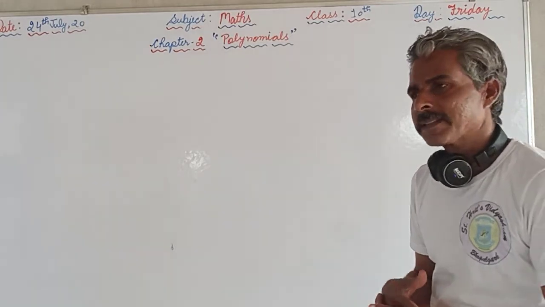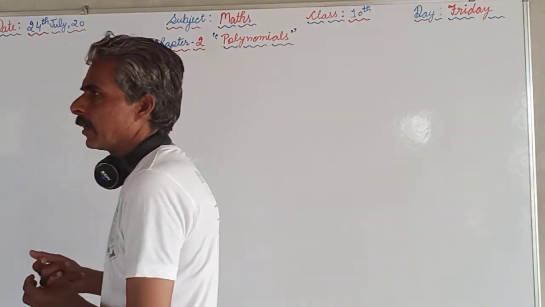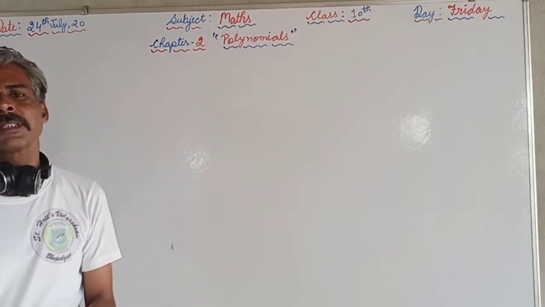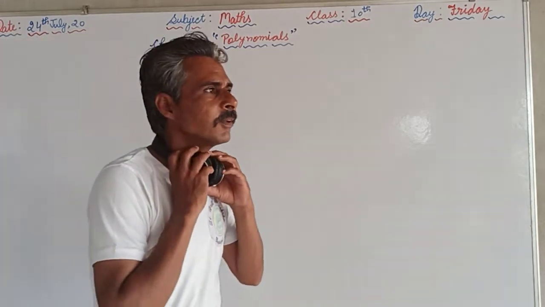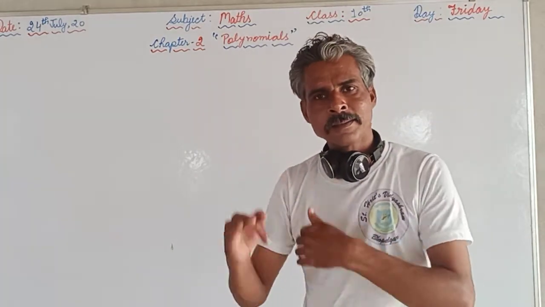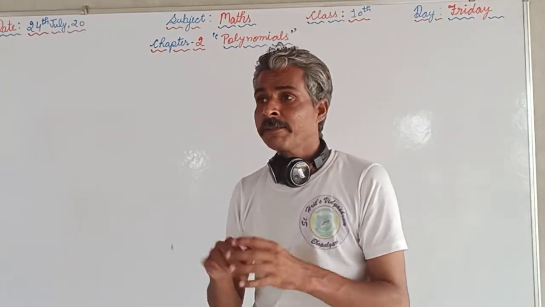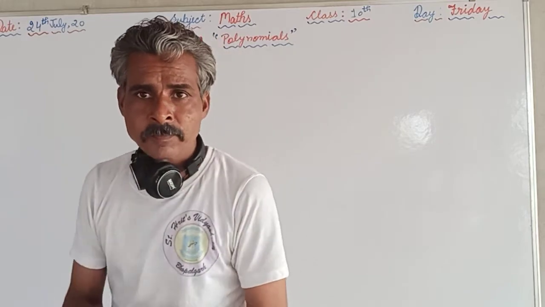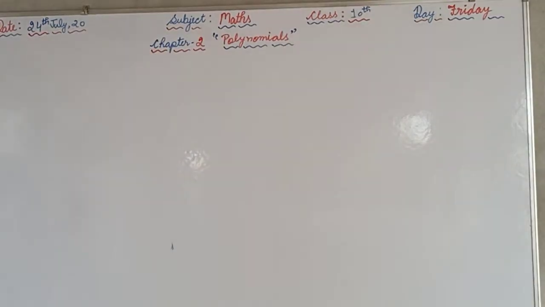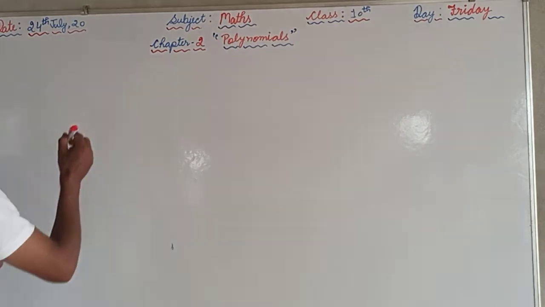This video is for class 10th and the subject is maths, and the chapter, as you all know, that we are proceeding is chapter number 2 and the name of the chapter is polynomial. Today we will see how to divide a given polynomial by another given polynomial and what we can conclude from that division. So we will take one example in which two polynomials are given.